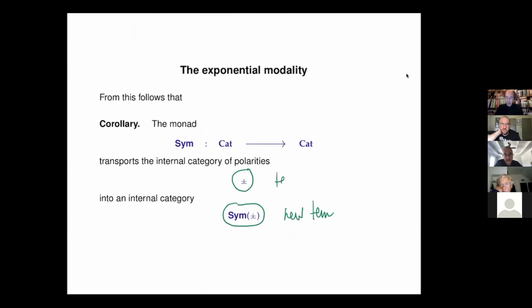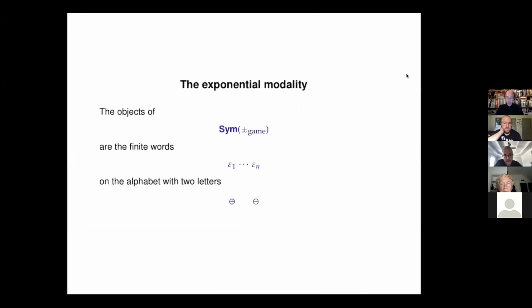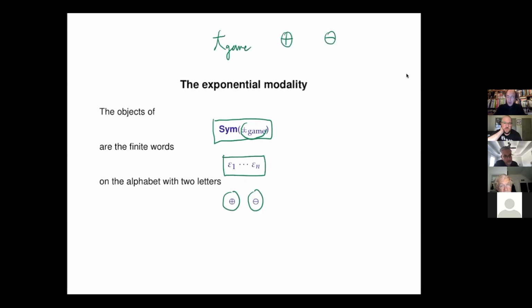Okay, so what I call a template here will be an internal category. And so this is a new internal category. But then, remember, this is a template of games. And so sim of the template of games, the objects are just finite words on the two letters plus and minus, because this category has two objects, plus and minus. So the objects here are just sequences: plus, minus, minus, plus, plus, minus.